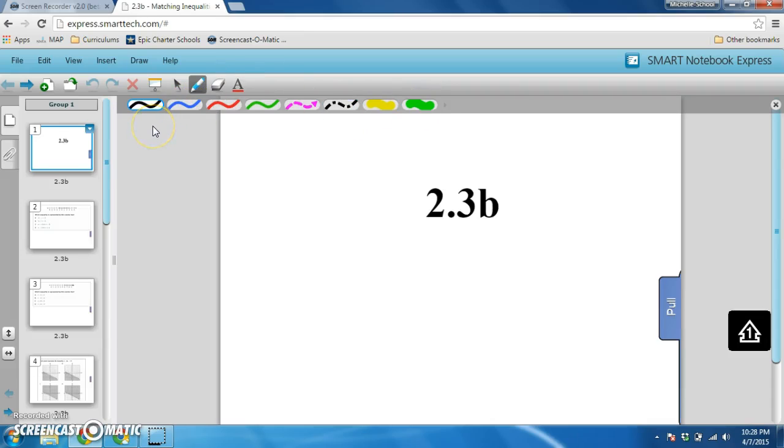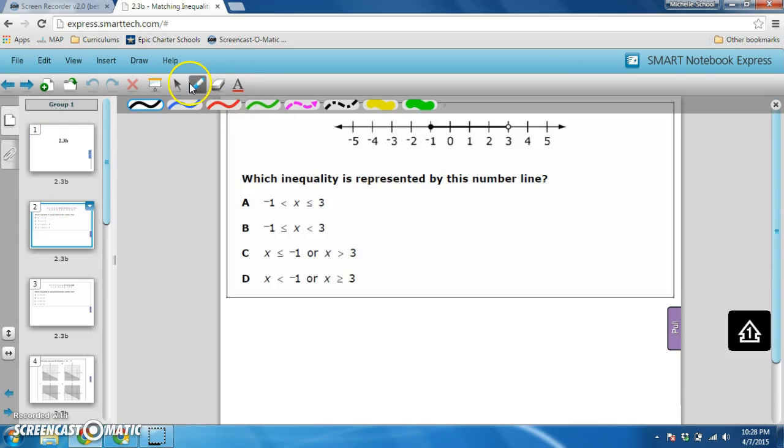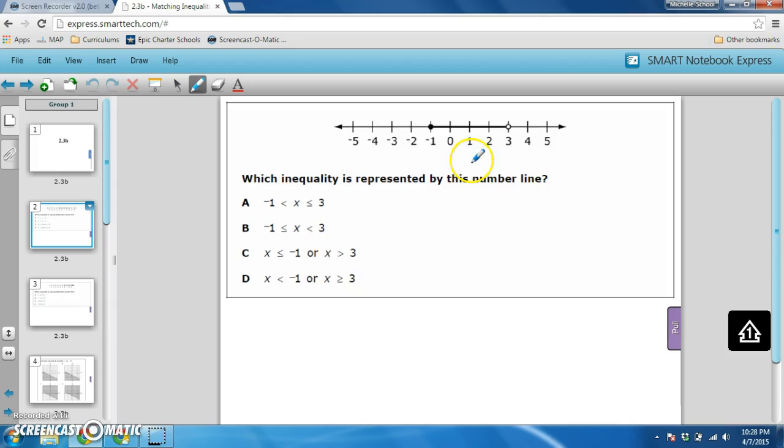Okay, this video is about matching inequalities to their graphs. So this one says, which inequality is represented by this number line? Remember, closed dots have to be less than or equal to or greater than or equal to, and open dots are less than or greater than. So in this case, it's greater than or equal to -1, but it's less than 3. So it has to be B.